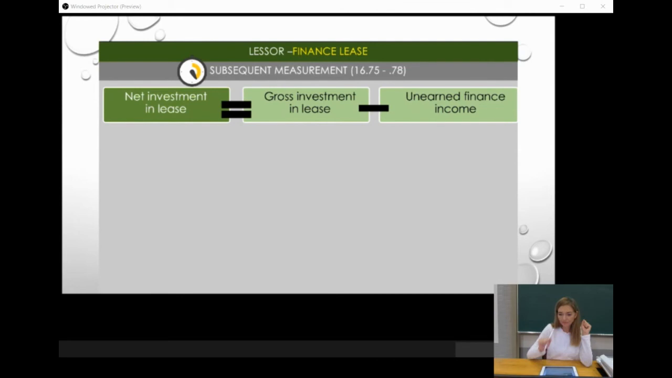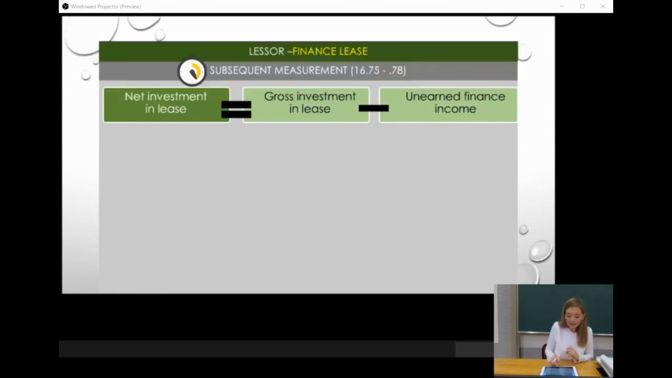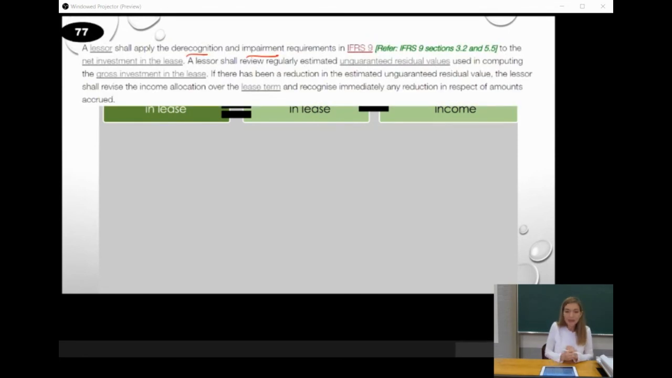Okay, so just some quick theory that we have to look at, and then one more example, but that will also be quick. So just know that this net investment in the lease is actually a financial asset, but we account for it in terms of IFRS 16. However, we should take the requirements from IFRS 9 Financial Instruments into account when we have any impairments, or when we have to de-recognize it.